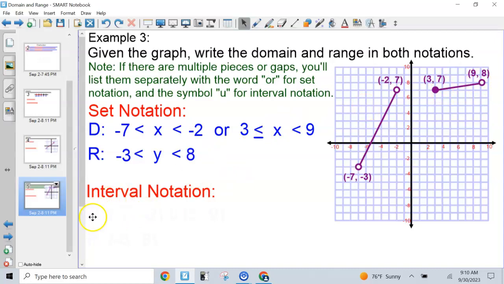For interval notation, it goes left to -7, all the way right to -2. They're both open, so parentheses. And there's a gap, so union. Then it goes 3, closed, all the way right to 9, open, parentheses.